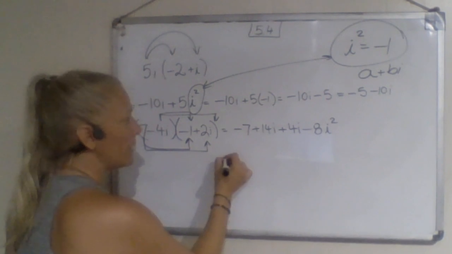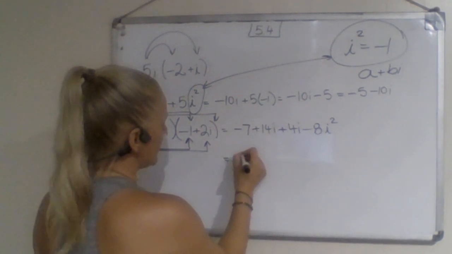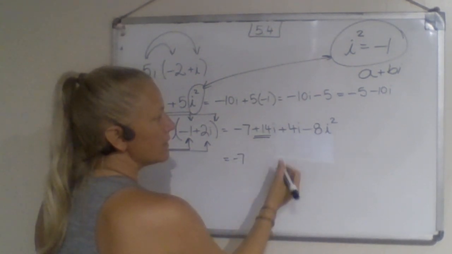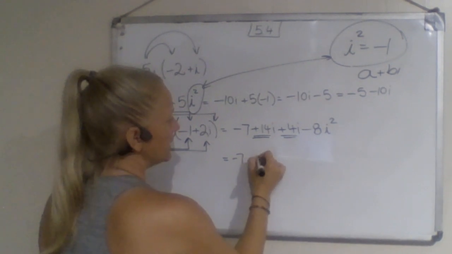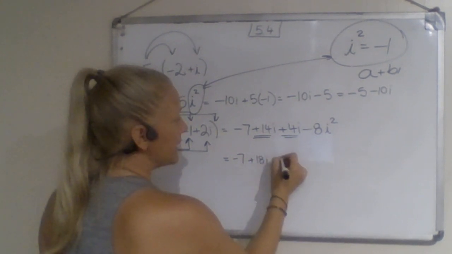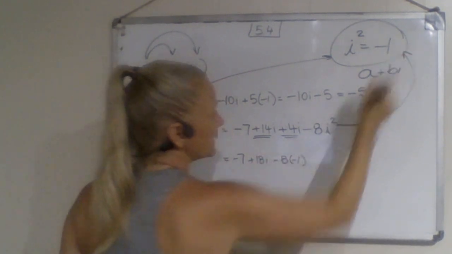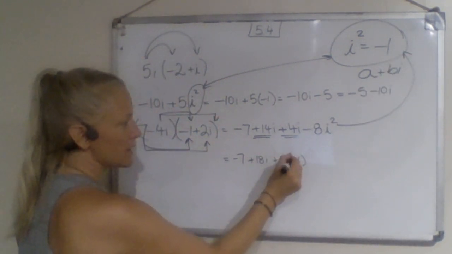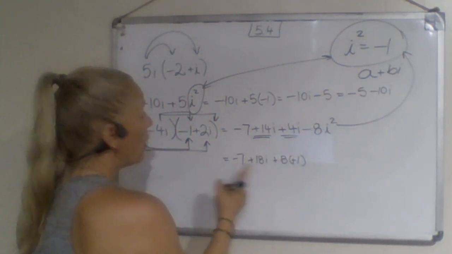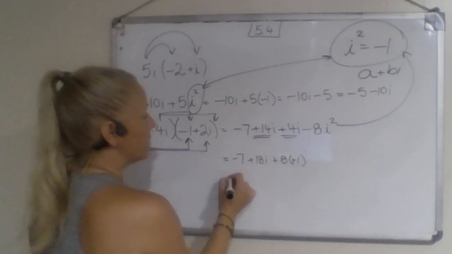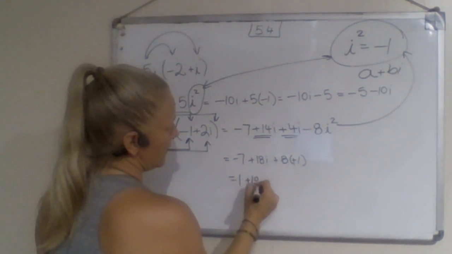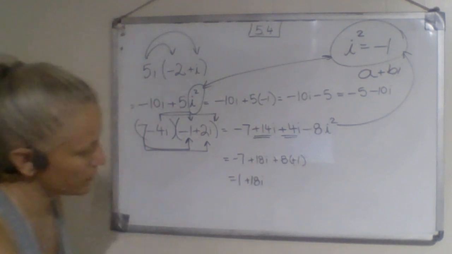Okay, let's group and also replace. Negative 7 stays negative 7. Positive 14 plus 4, plus 18i. Minus 8 times negative 1. Why? i squared is negative 1. This becomes a positive 8. 8 plus negative 7 gives me 1 plus 18i. Okay, that's where we are.